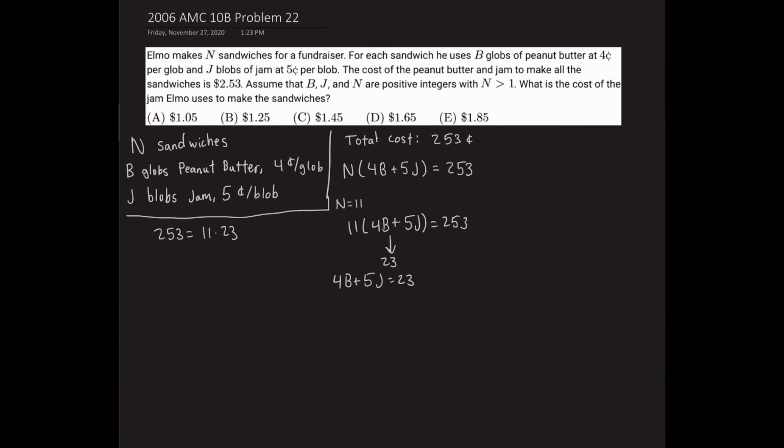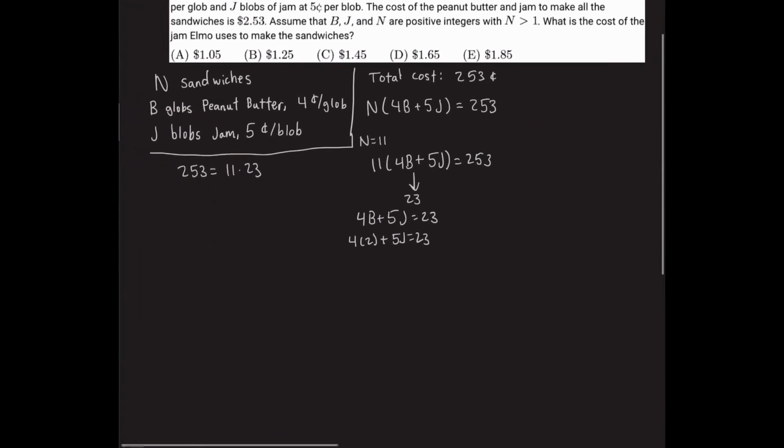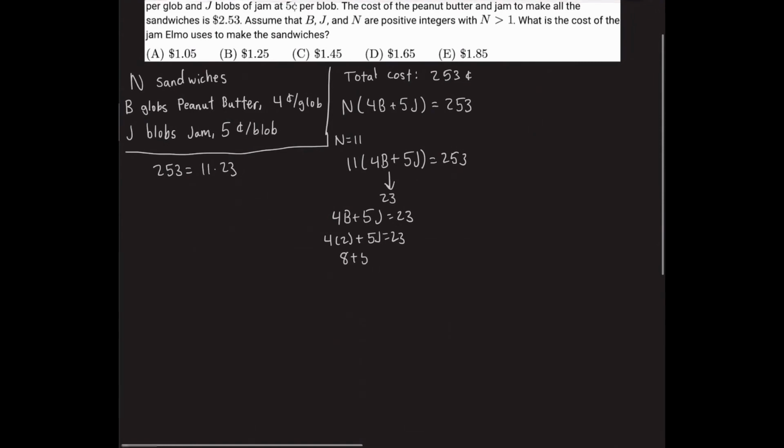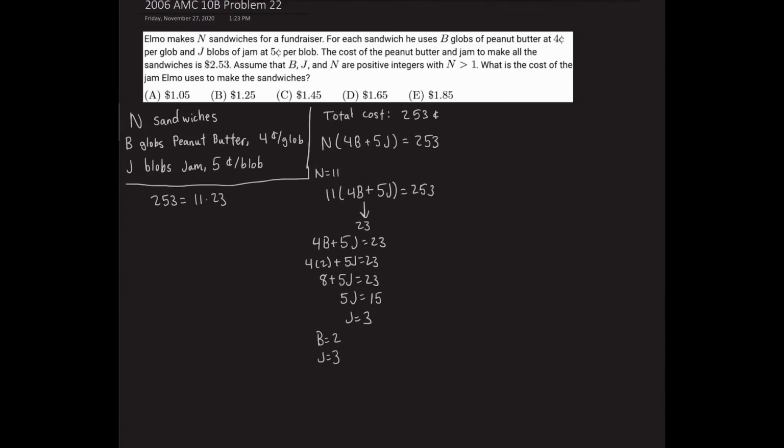If we have B equal to 2, then we're going to get something that works. So 4 times 2 plus 5J is equal to 23. We get 8 plus 5J equals 23. 5J is equal to 15. And J is equal to 3. So here we had B equal to 2 and J equal to 3. And so this is the value that satisfies the original equation, N times (4B plus 5J) equals 253. So we know that for each peanut butter and jam sandwich, we use 2 globs of peanut butter and 3 blobs of jam.